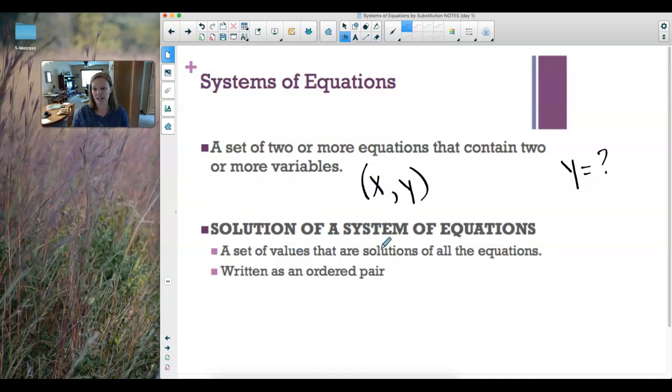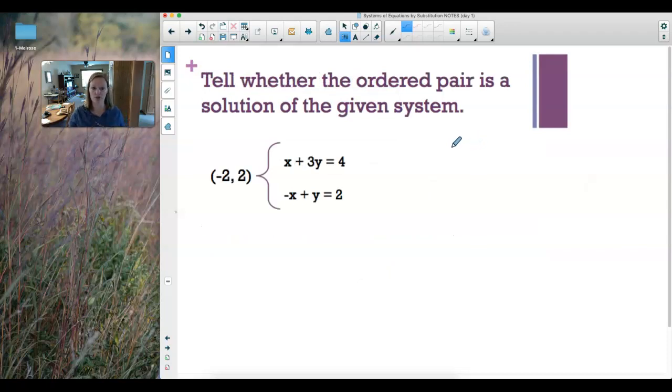So right here is a set of values, and it's also written as an ordered pair. All you're going to do today is tell whether the given ordered pair is a solution to the system. So our question is, is it the solution? We want to check. Now remember, in an ordered pair, it always goes x and y. So we want to substitute those values into these equations and see if they work.